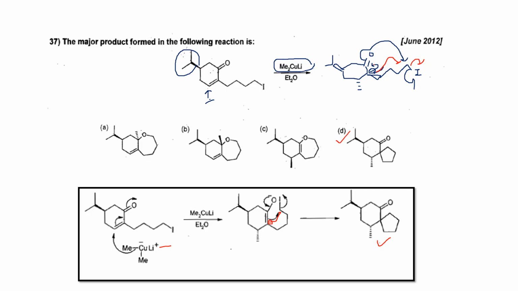So why not this O minus attack? Because if O minus attacked, it would generate a 7-member ring. 5-member ring formation is always favorable over 7-member ring formation. So this is the driving force of this reaction. You have to think about all the possibilities and go with the most feasible pathway, that is, 5-member ring formation is more feasible than 7-member ring formation. Okay.